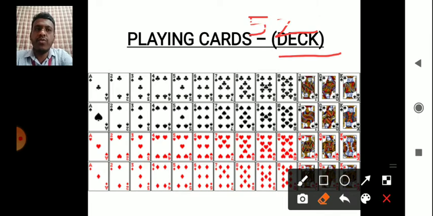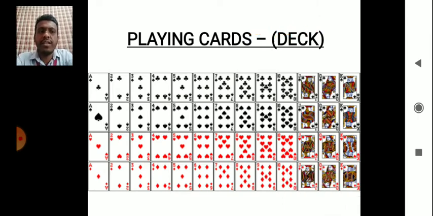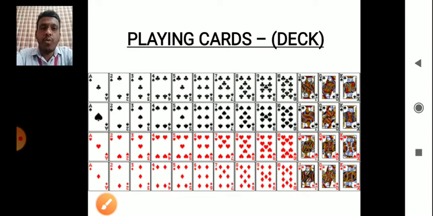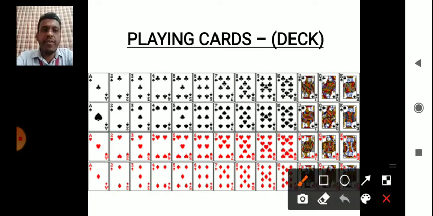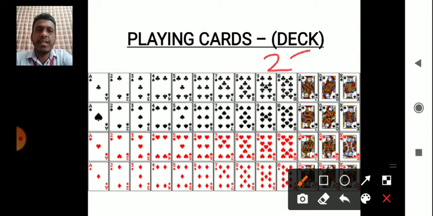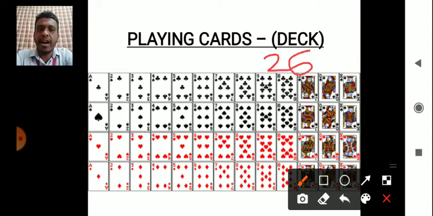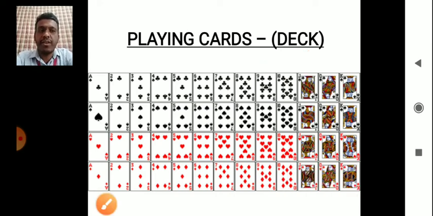Once you have these 52 cards, the next thing we have to see is how many black colored cards are there. Clearly in this picture you can see we have 26 black colored cards. The first two rows are black colored, whereas we have 26 red colored cards.